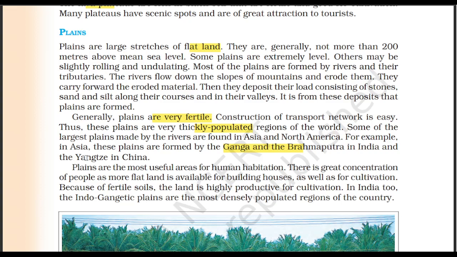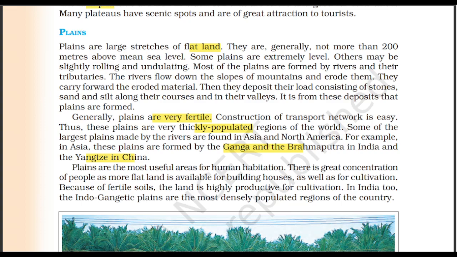There is great concentration of people as more flat land is available for building houses as well as for cultivation. Because of fertile soil, the land is highly productive for cultivation. In India, the Indo-Gangetic plain is the most populated region of the country.